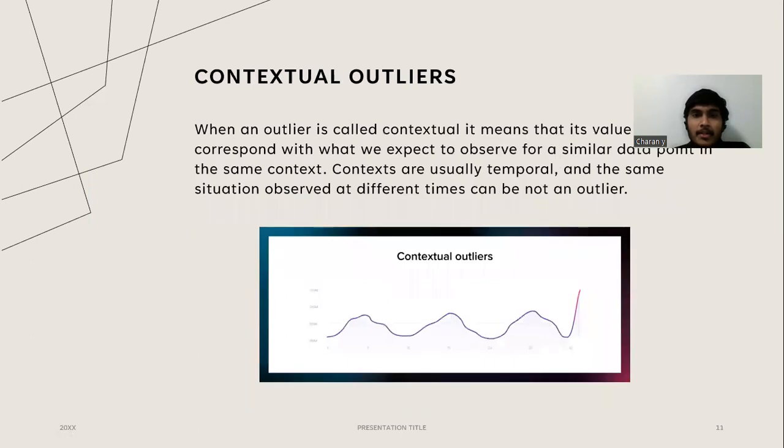The second one, contextual outliers. When an outlier is called contextual, it means that its value doesn't correspond with what we expect to observe for a similar data point in the same context. Contexts are usually temporal, and the same situation observed at different times can be not an outlier. For example, for stores, it's quite normal to experience an increase in customers during the holiday season. However, if a sudden boost happens outside of holidays or sales, it can be considered a contextual outlier.